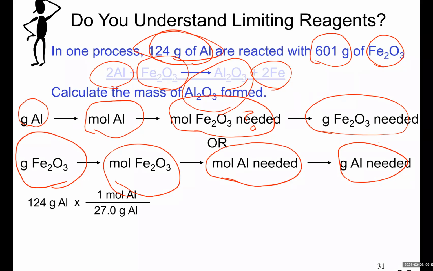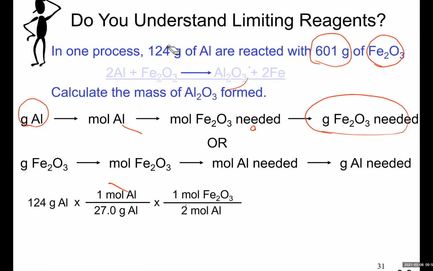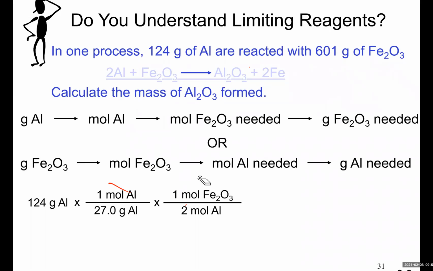Next, I need a conversion factor to cancel moles of Al and go to moles of Fe2O3. Would this work? Where I can cancel moles of Al. Let me clear these a little bit. There's too many things. They confuse you. So I cancel grams of Al. I go to moles of Al. I cancel moles of Al. I go to moles of Fe2O3.